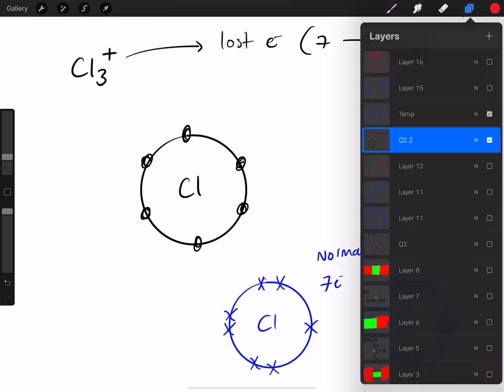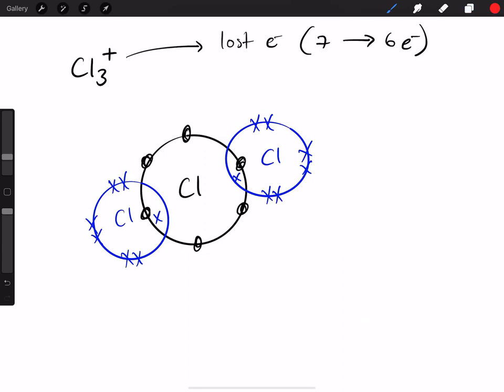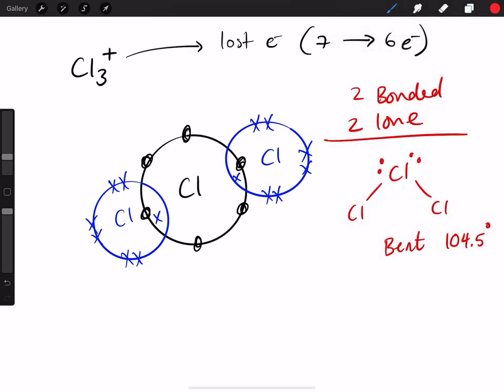Remember these guys have 7, so they each just need 1 more. If I put them on here, I can see now that both the blue chlorines have 8 electrons. They're happy. The middle one has 1, 2, 3, 4, 5, 6, 7, 8, also 8 electrons. Therefore the final shape of this would be 2 bonded pairs, 1 lone pair, and that is bent. So I'm going to answer the other questions in the next video.